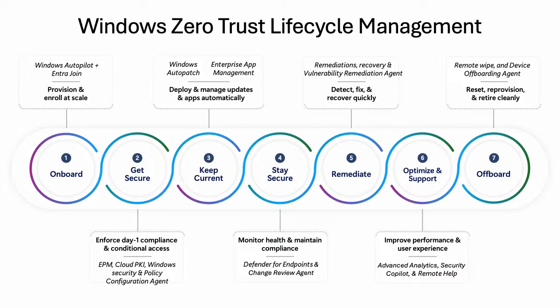Then we have optimize and support. This is where we're going to be focused on features like advanced endpoint analytics, Security Copilot, as well as Remote Help. Finally, we have offboarding. For offboarding, we're going to be utilizing features like remote wipe and the new AI-powered device offboarding agent. So this shows you how the Windows zero trust lifecycle really allows you to implement your zero trust strategy end-to-end for Windows devices.